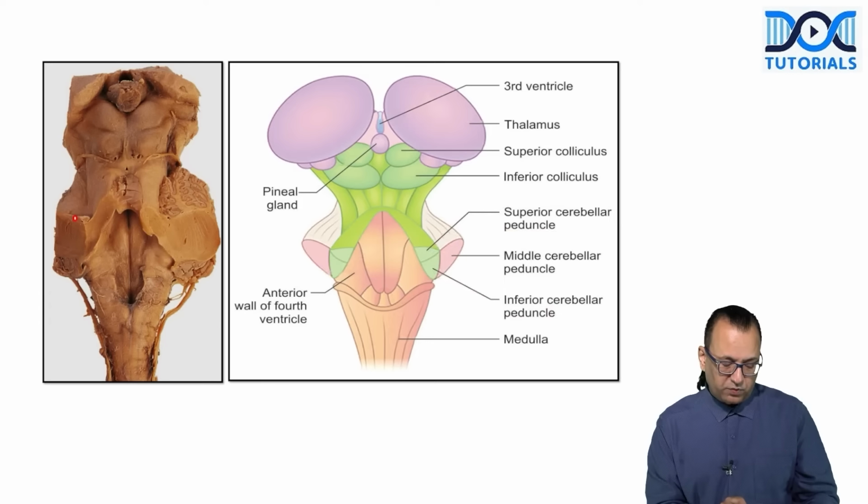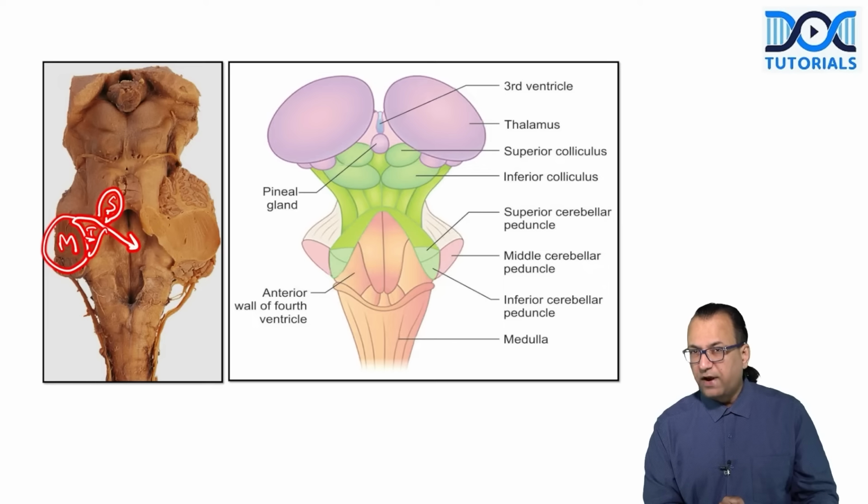The same thing you can do here. This is the middle cerebellar peduncle. Draw one infero-medial line. Above that will be superior cerebellar peduncle, and below that will be inferior cerebellar peduncle. This is how to identify these peduncles in a dissected specimen when it is not marked.